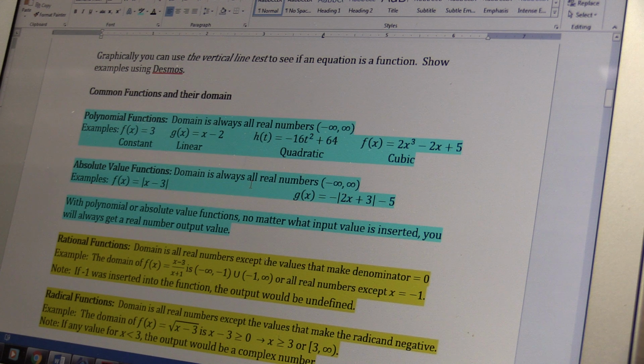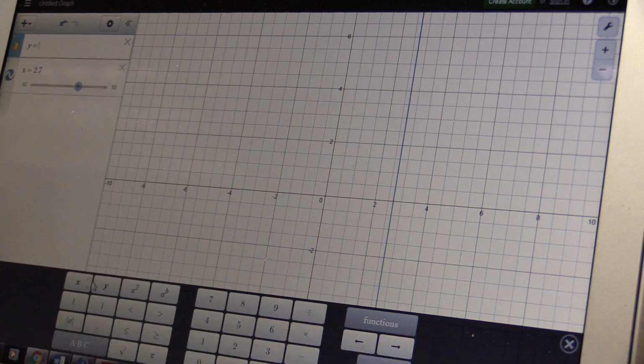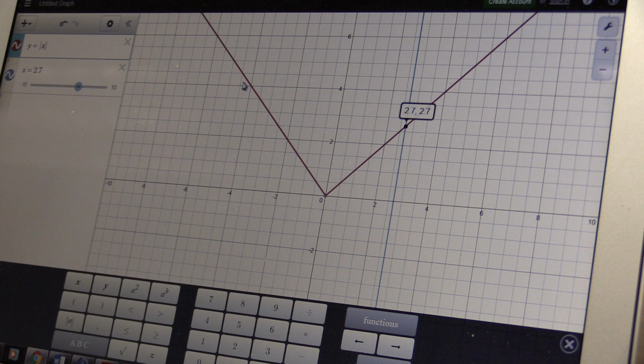Another common one we look at is the absolute value function. The domains of these are always all real numbers. These are the V-shaped graphs. Let's do just the basic absolute value graph, and you see it's V-shaped. It's going to keep getting wider and wider, and it's continuous. You're going to cover all x's. There's no trouble spots. That's the thing to notice.